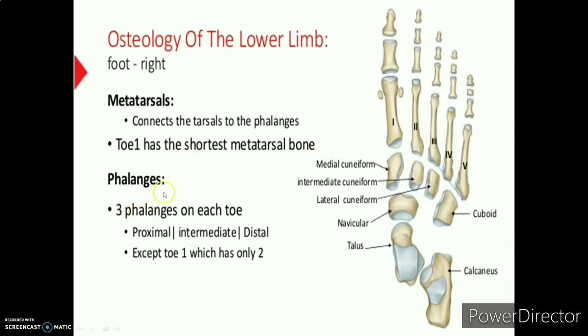Next are the phalanges. Phalanges are the finger bones. There are 3 phalanges on each toe. We have 5 fingers in our feet: 1, 2, 3, 4, 5. This is the great toe, the first toe. The first toe has only 2 phalanges, proximal and distal. The remaining 4 toes have 3 phalanges each: proximal, intermediate and distal. So this is about the phalanges.